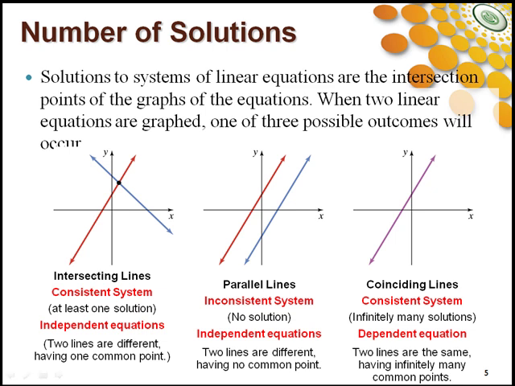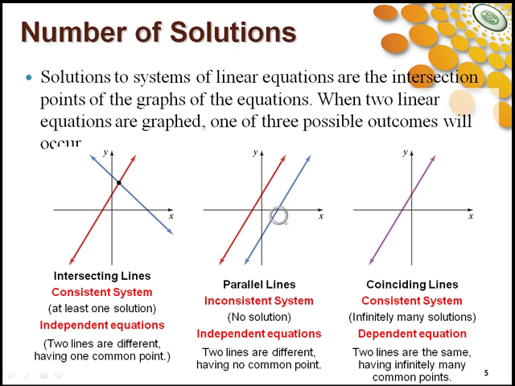The first system is called a consistent system. It's where the two graphs cross each other at a common point. This system is called consistent because we have at least one solution. Now you see the two lines are different, having one common point. So we call these two equations independent equations.